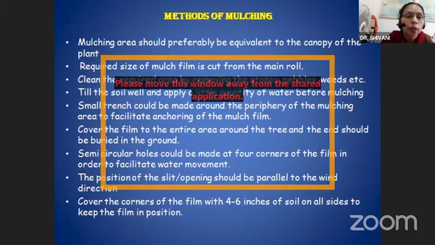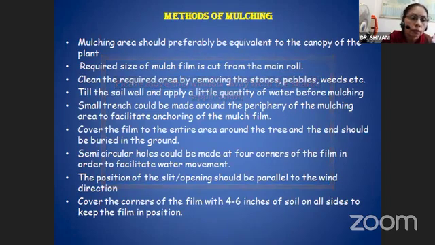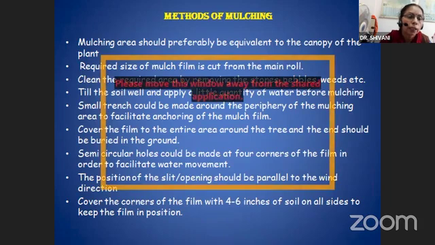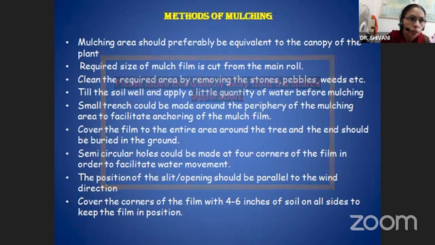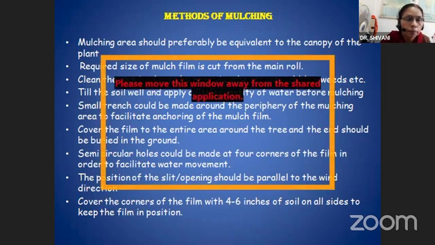Then mulching should preferably be equivalent to the canopy of the plant, because proper mulching is very important, and the required size of mulch film is cut from the roll. We all know how to mulch, but these are some points through which we can mulch properly, because mulching is one of the important factors which increases crop production. In this changing climate scenario, if there are high temperatures during the summer season, we can control the evaporation of water by mulching. And during the winter season, we can increase the soil temperature to an optimum for crop growth.